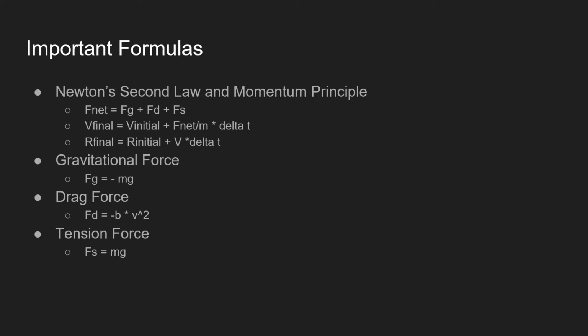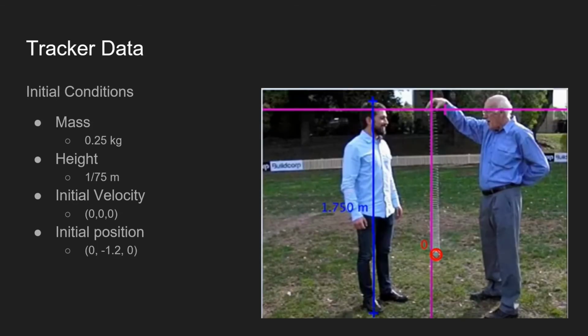Also relevant are the gravitational force, which is equivalent to the mass of the object multiplied by the acceleration due to gravity, and the drag force, which is proportional to the velocity of the object and its cross-sectional area. Finally, another important concept is the tension force, which in this scenario is related to the force of gravity pulling the spring down. I created an observational model of the falling slinky using Tracker.